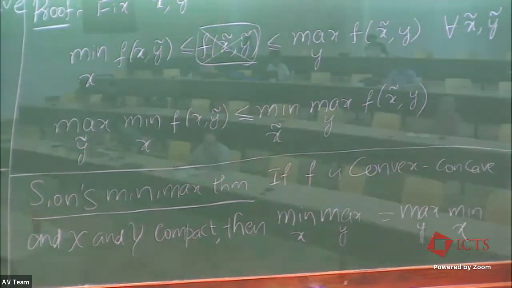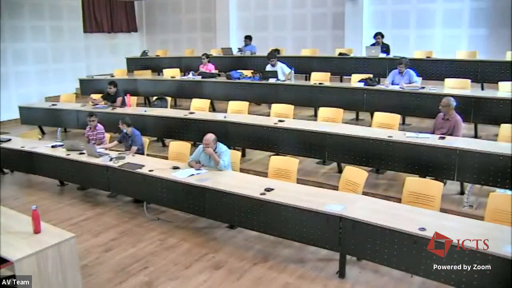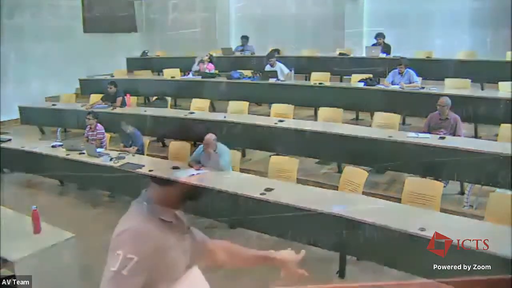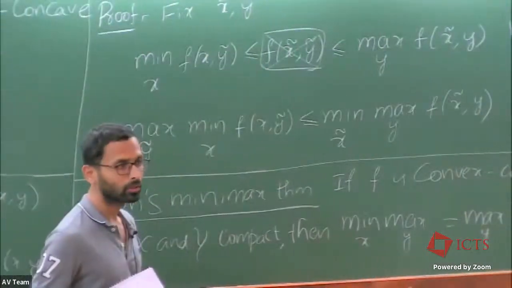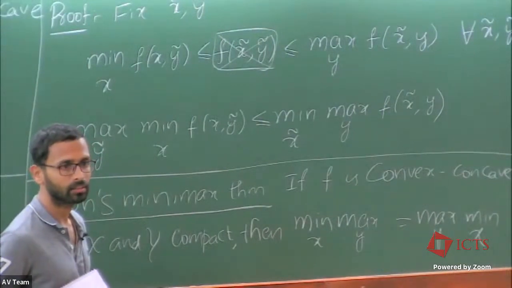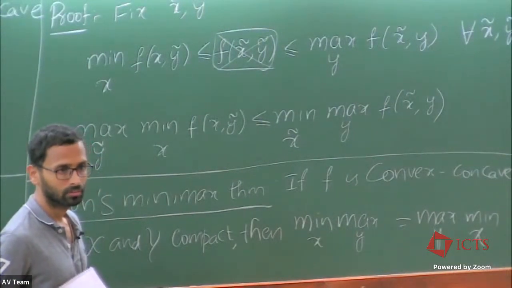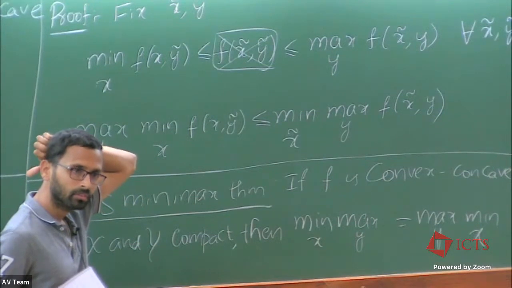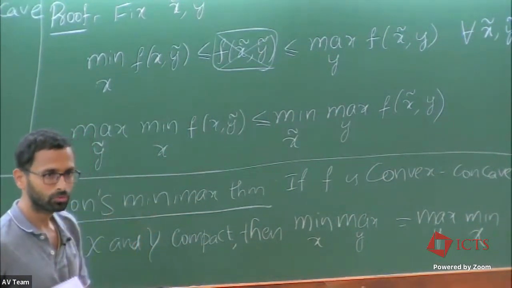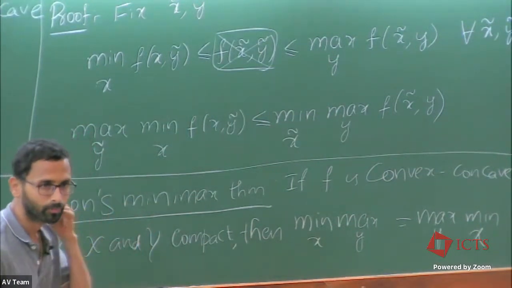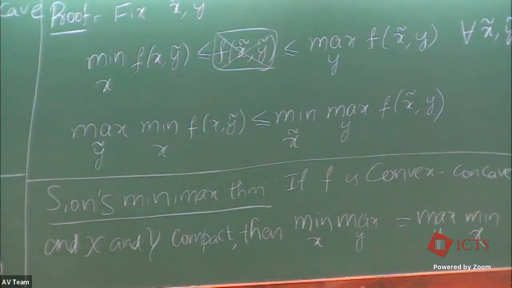Could you tell me the definition of compactness here? Compact is just that, at least in real spaces, you can think of as bounded and closed. So any bounded set which is closed, not open. For example, you can think of X being some L2 ball or simplex. All of these are compact sets.